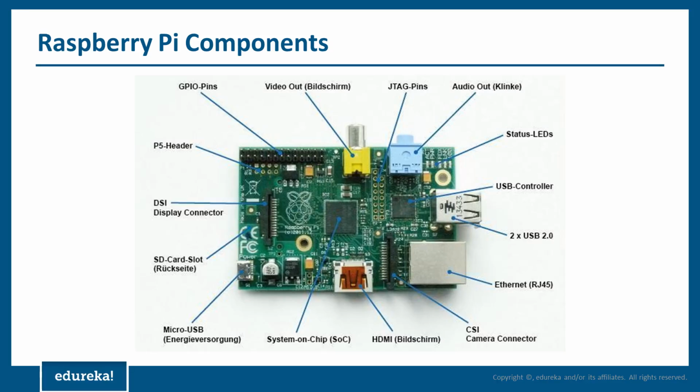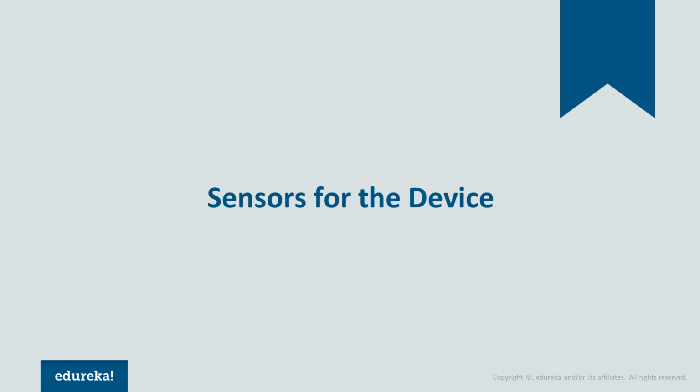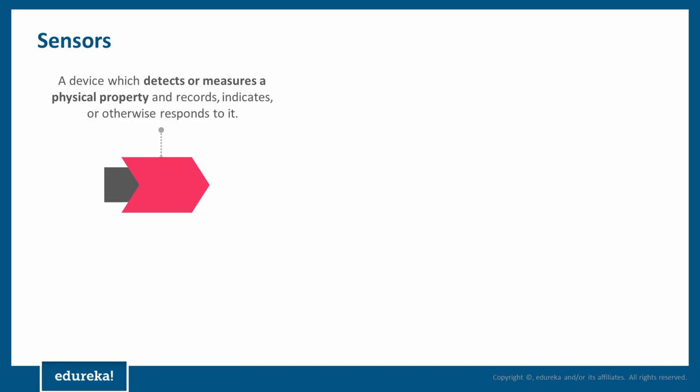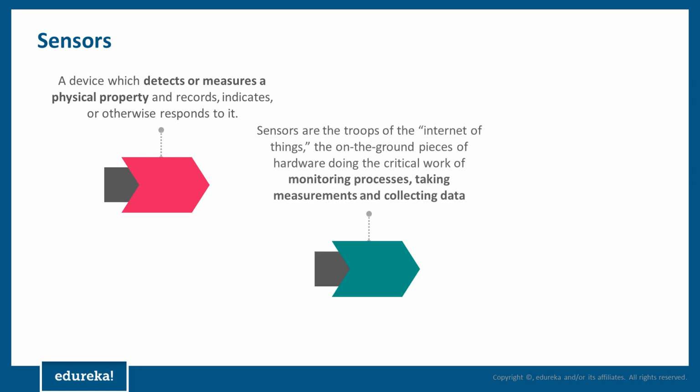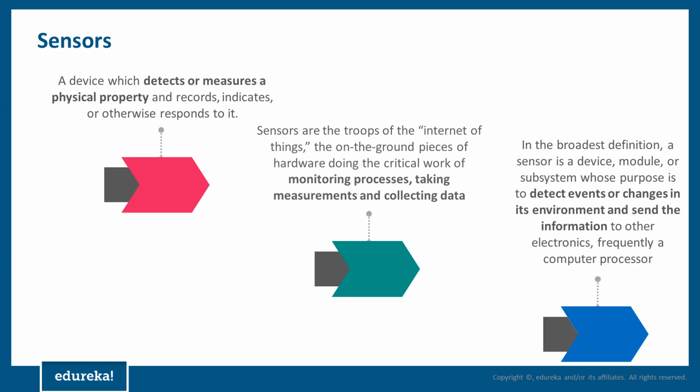So we saw Raspberry Pi. Now let's go to the sensors part. So we saw what are sensors, correct? A device that detects or measures a physical property and records, indicates, or otherwise responds to it. Sensors are the troops of the Internet of Things. The on-the-ground pieces of hardware doing the critical work of monitoring processes, taking measurements, and collecting data. So they are the eyes and ears for us, for Internet of Things. In the broadest definition, a sensor is a device, module, or subsystem whose purpose is to detect events or changes in its environment and send the information to other electronics, frequently a computer processor.